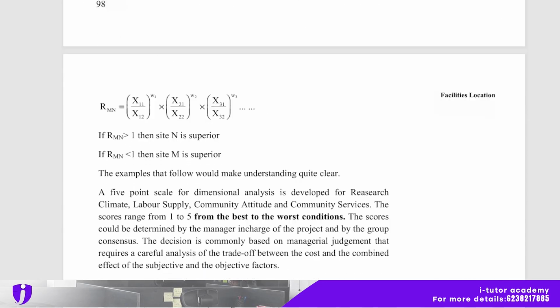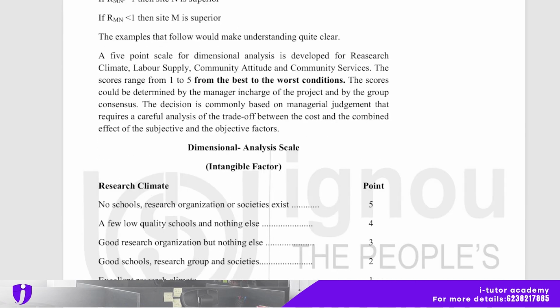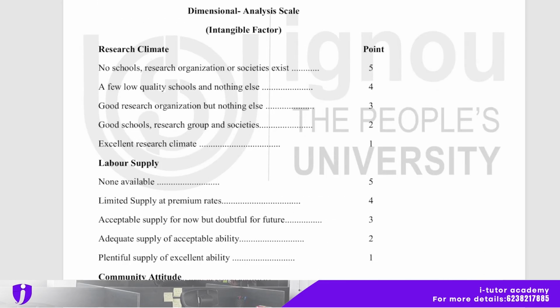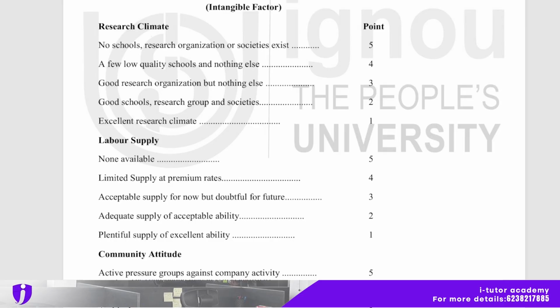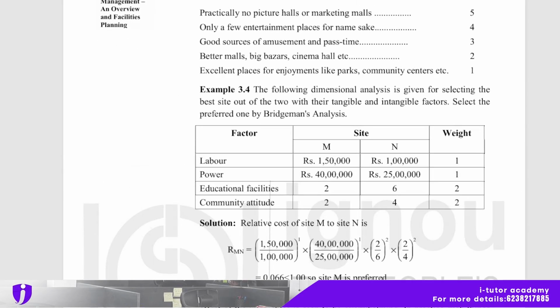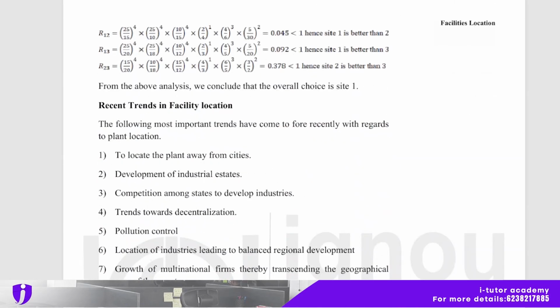Okay, so here also the equation is here. And from the best to the worst condition is 1 to 5. And the dimensional analysis scale is here. Okay, intangible factors: research climate, labor supply, community attitude, community service. And example 3.4 is here, and 3.5 also. And recent trends in facility location are here.